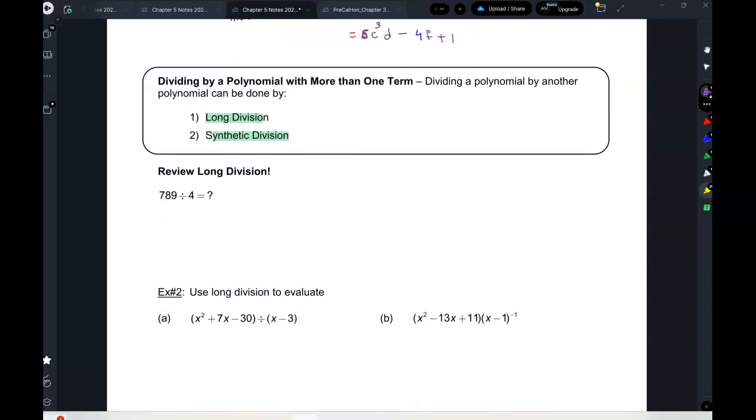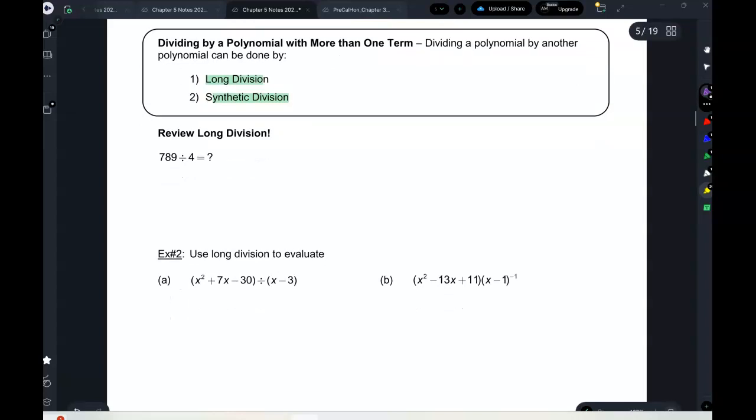Okay, so look. 789 divided by 4. So remember the 4 goes out here. 789 goes over here. Yeah? Okay. So now, here's what we do. We take the 7 and the 4. How many times does 4 go into the 7? 1 time. So I put a 1 here. What do I do then? Multiply 1 by 4. So I get a 4. Then what? I gotta subtract.